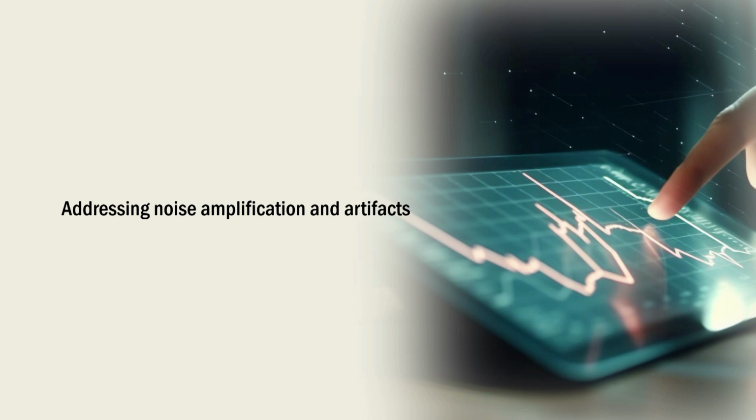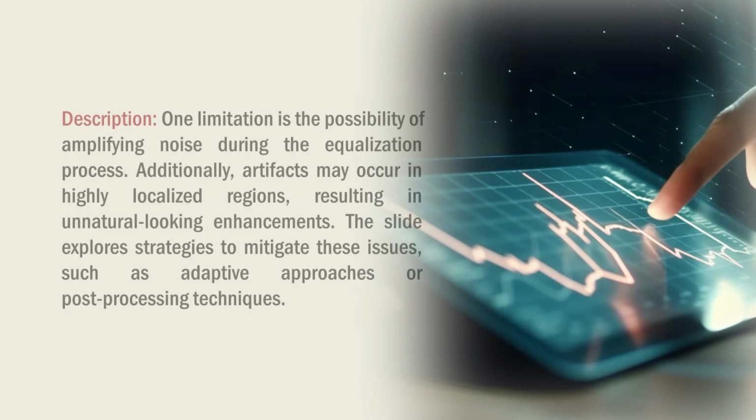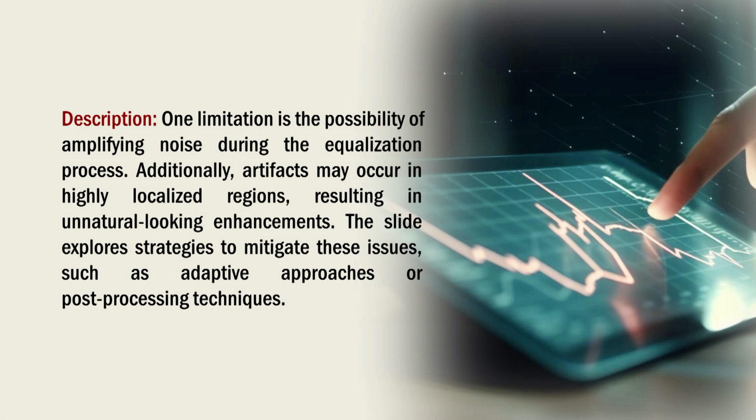Some limitations are also there, the limitations of histogram equalization, addressing noise amplification and artifacts. One major limitation is the possibility of amplifying noise during the equalization process. Additionally, artifacts may occur in highly localized regions, resulting in unnatural looking enhancements. This slide explores strategies to mitigate these issues, such as adaptive approaches or post-processing techniques.